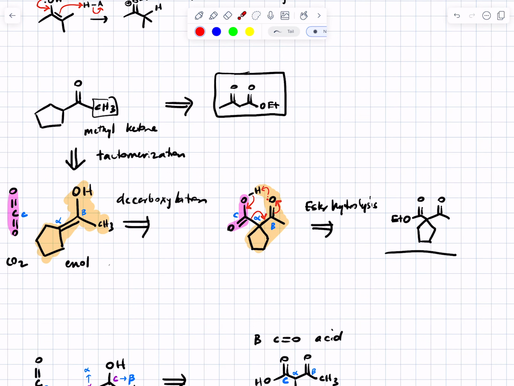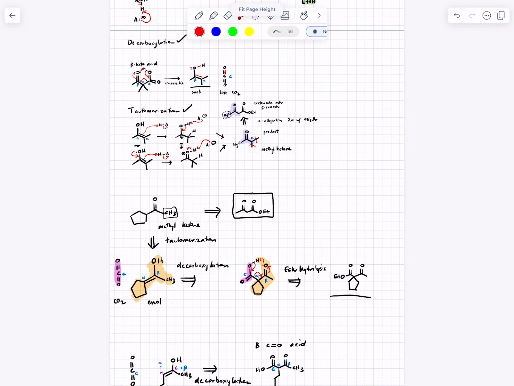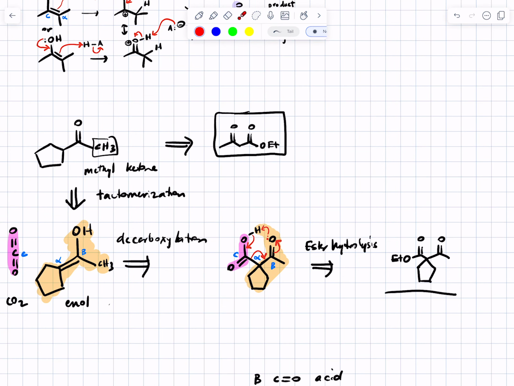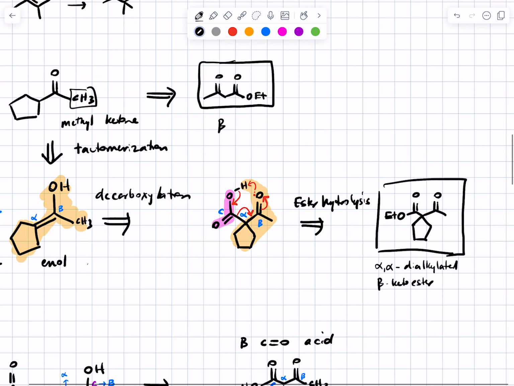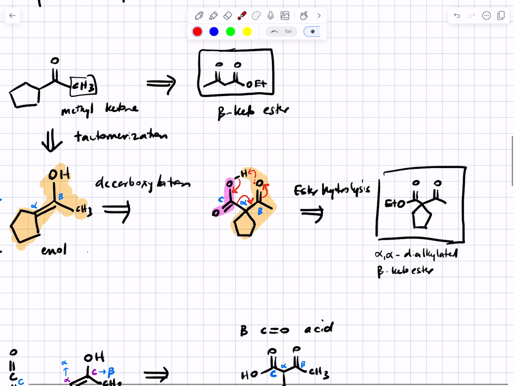So what we've done is we've thought our way backwards through the tautomerization, decarboxylation, and ester hydrolysis. We've gotten to this way station along our synthetic pathway. This is an alpha-alpha dialkylated beta keto ester. Our starting material was a beta keto ester. So we now need to think backwards through this synthesis to see how we got to here from here.